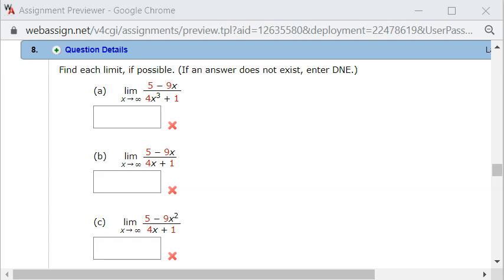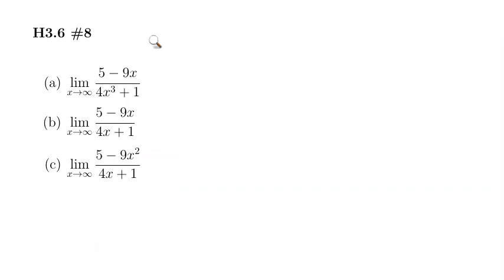All right, let's look at the homework 3.6, problem number 8. Let's evaluate these limits at infinity. All right, let's do that. So let's look at the first one. We have the limit as x approaches infinity of this rational function here.